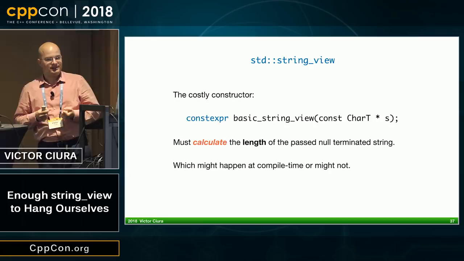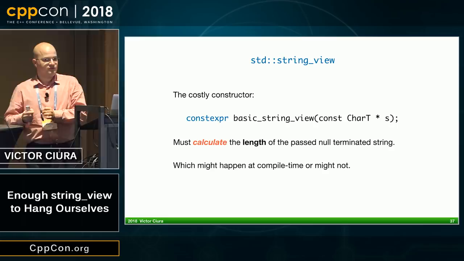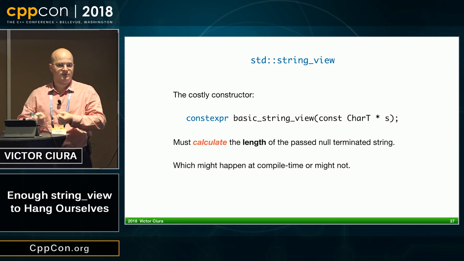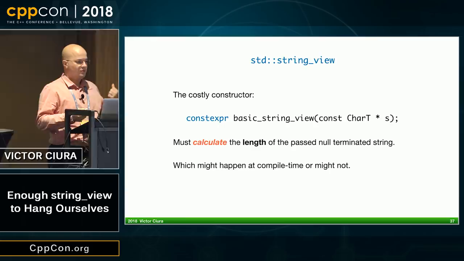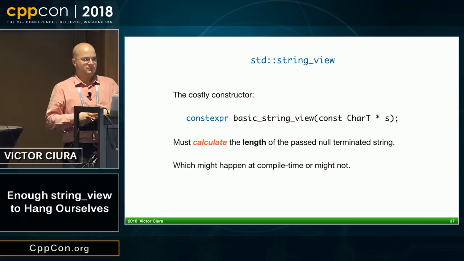It actually has to calculate the length of that buffer. So this is a linear operation. And it might happen at compile time if that string is known at compile time, for example, if we're in a constexpr context or we're dealing with string literals. But in most scenarios, it might not be. So although this constructor is very happy to accept and construct a string view for you, it's actually a very costly operation in terms of what string view is trying to achieve, in that it tries to avoid costly operations.